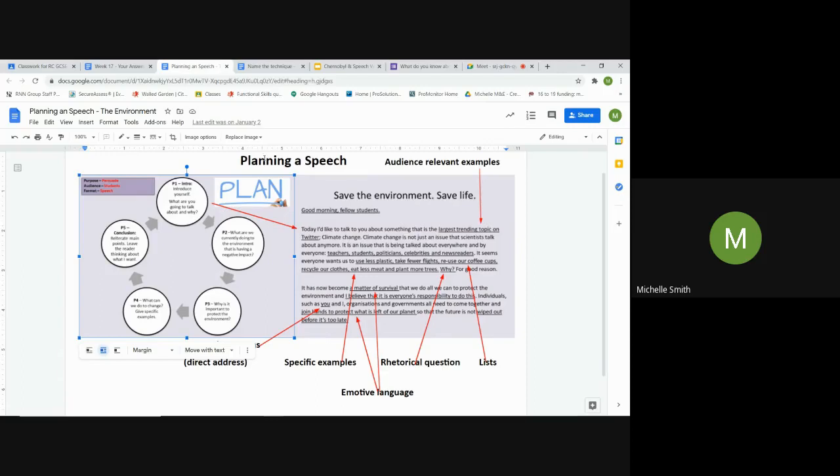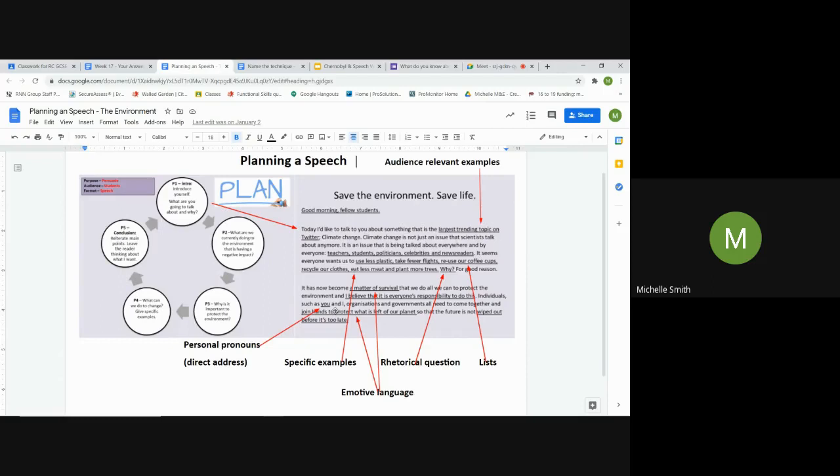Okay, so if you want to steal some of the things on here, that is absolutely fine. But please, this is just to help you with the planning. Don't write the speech just by copying all of this, because again, that would be completely pointless. It needs to be your words. It needs to be your use of persuasive language, your turn of phrase.